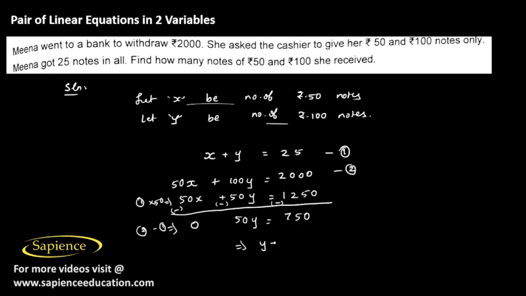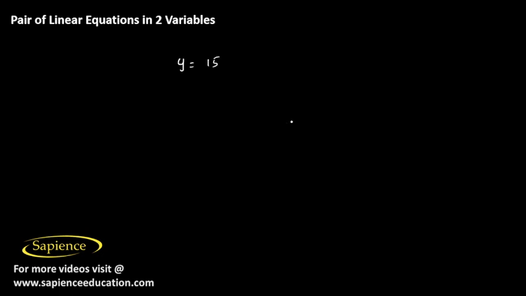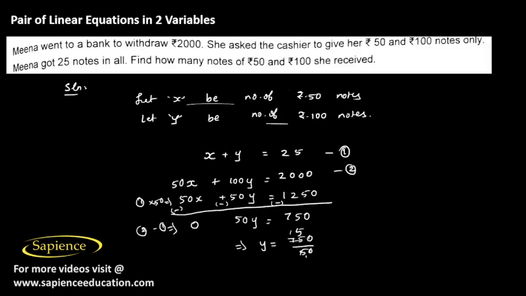From this we can say y is equal to 750 divided by 50. 5 1 is 5, remainder 2, 5 5s are 25. So value of y is 15. Y is the number of 100 notes. So there are 15 100 rupee notes.